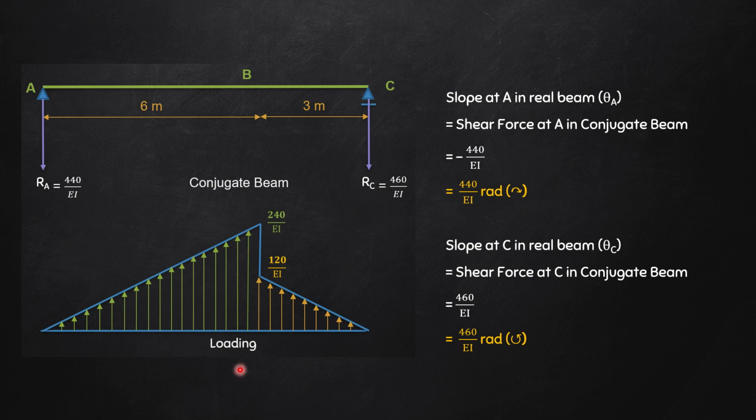Similarly, if you were asked to find out the slope at any point, maybe at B, it is not asked in this question. If you have to find it out at B, what do you do? You simply find out the shear force at B in the conjugate beam, or any other point. You have the loading, you have the support reactions, you can easily find out.